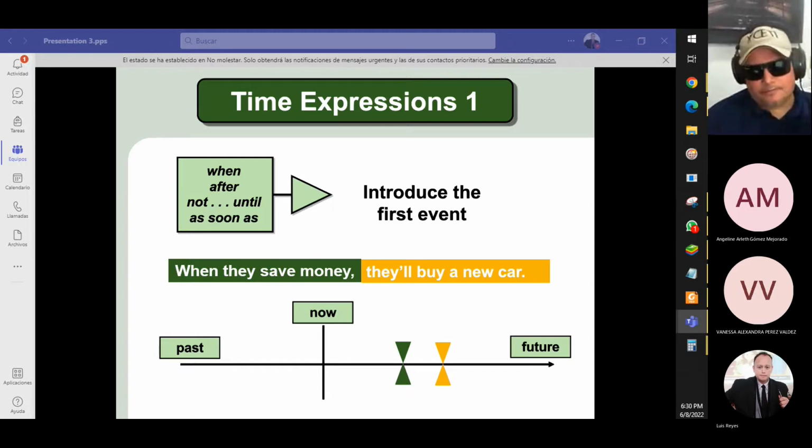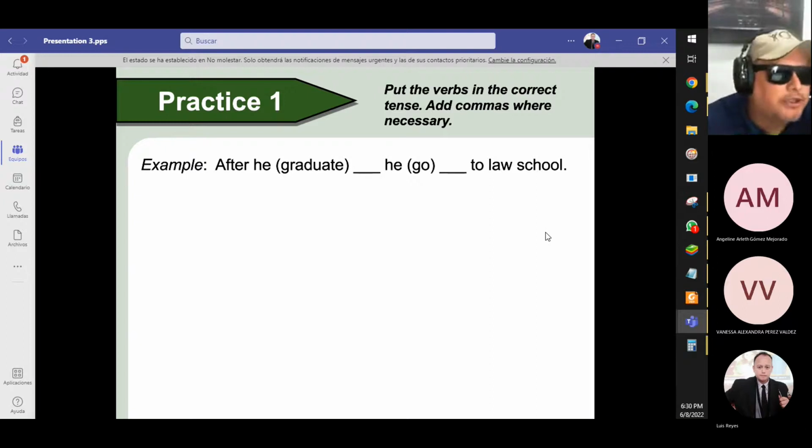Okay. Any questions? No questions. Excellent. All right, so again, now let's practice. Put the verbs in the correct tense. Okay, add commas where necessary.